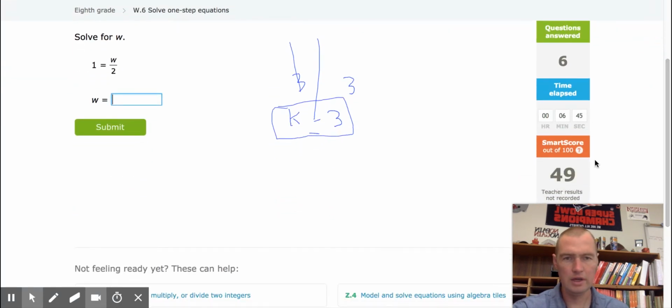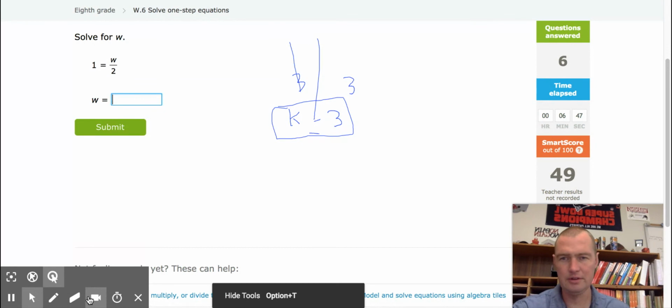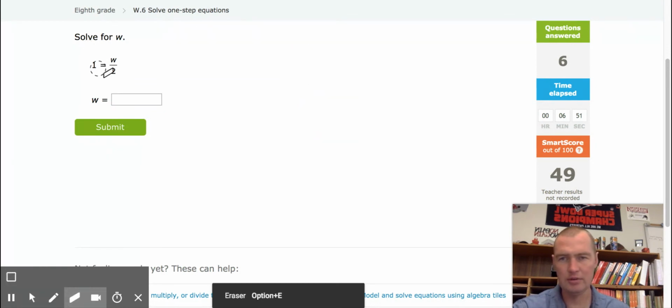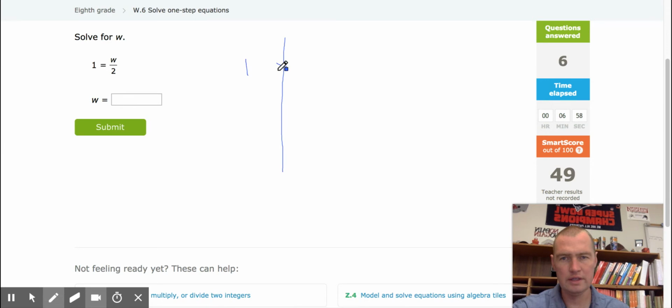Okay, I'm going to do one more, get our smart score above 50, and you'll be able to take it from there. All right, last one. This is a division problem, so these are always good to show an example of. So we got 1 equals W over 2.